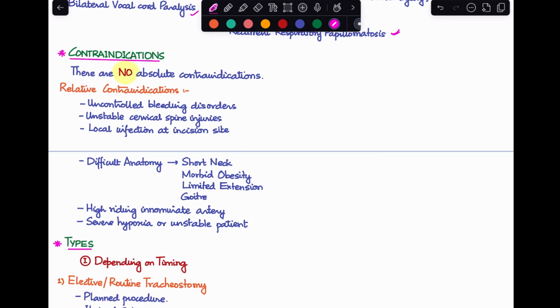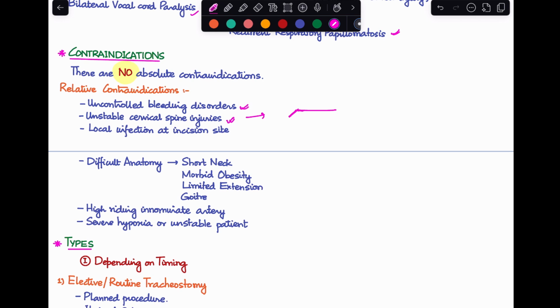So, in cases like uncontrolled bleeding disorder, we'll first try to control the bleeding disorder before performing an elective tracheostomy in these patients, or if the patient has unstable cervical spine injury, because the position at which we place the patient during the time of tracheostomy is supine with the neck extended. So, for this, the patient's cervical spine needs to be normal. If there is some unstable injury involving the cervical spine, that acts as a relative contraindication.